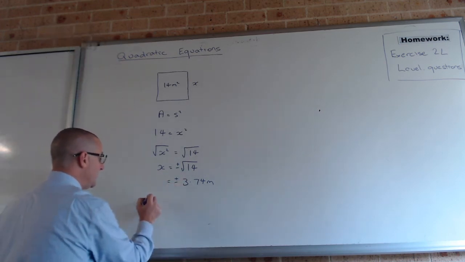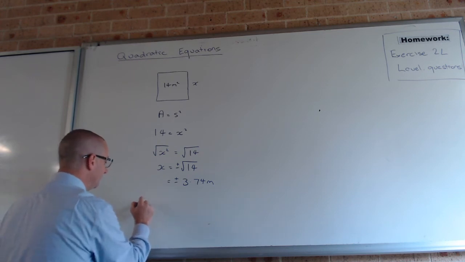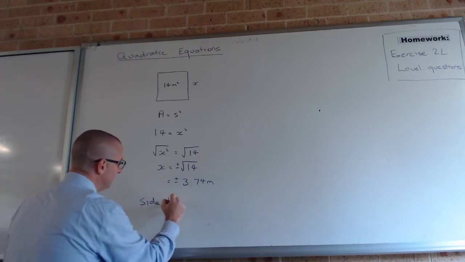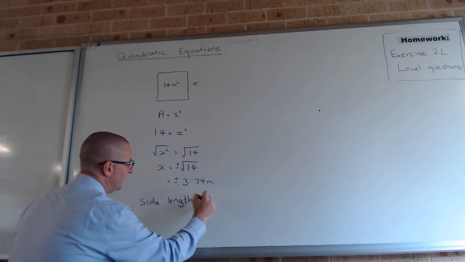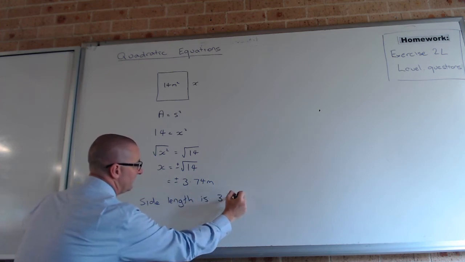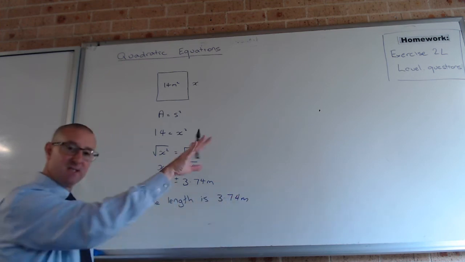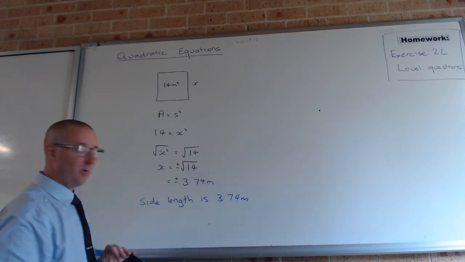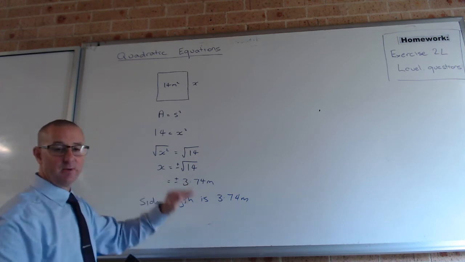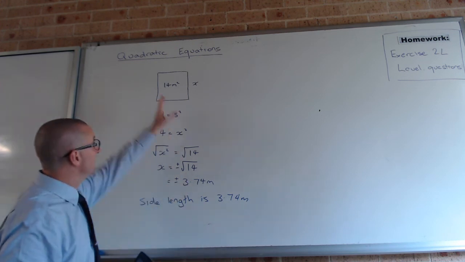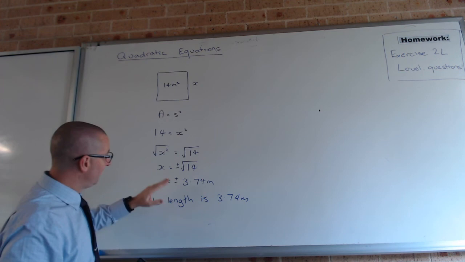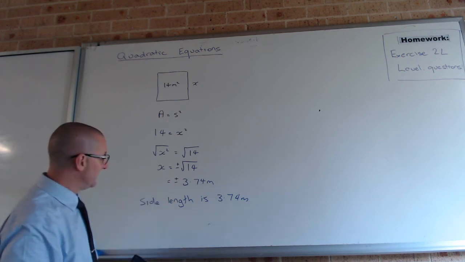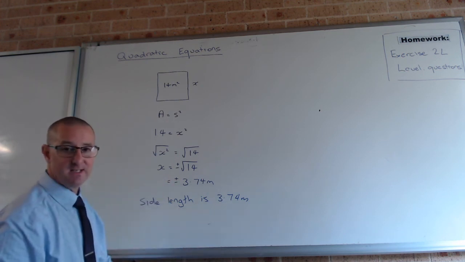So we can say the garden side length is 3.74 meters. We can discard the second answer because we consider the answer, we decide whether or not it makes sense. And negative 3.74 meters doesn't exist in garden side lengths, and so therefore we can discard the second answer, know that it doesn't make sense, and have our final answer there that does make sense.